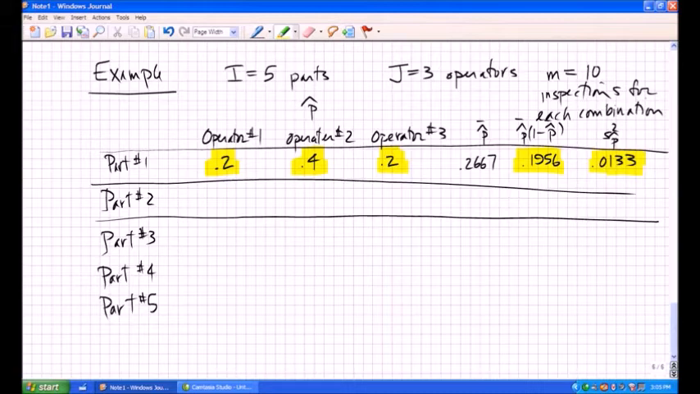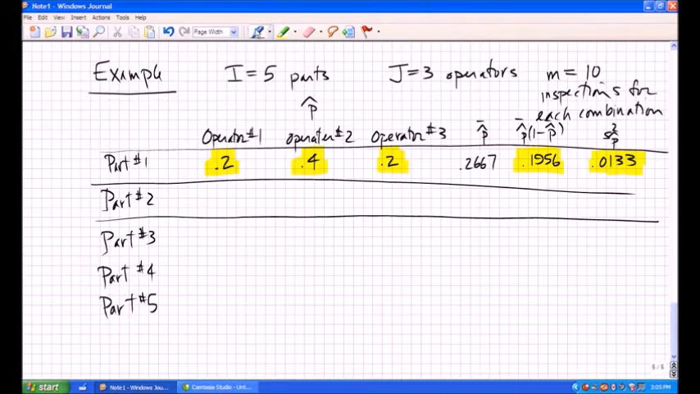So roughly speaking, the S squared is related to variance among the p-hats. The 0.1956 is related to overall variation in the calls.